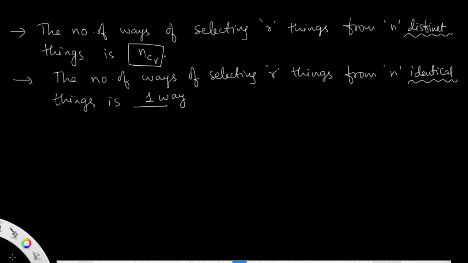Then go to the next heading, the total combinations of the n distinct things. The total combinations of the n distinct things.